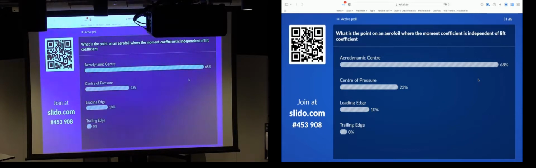So you are right, the 68% of you, that the aerodynamic center is the point where the moment coefficient is independent of the lift coefficient. That means as the lift coefficient goes up, the moment stays the same. But that moment does not have to be 0. If the moment is 0, what point on the airfoil are you at?